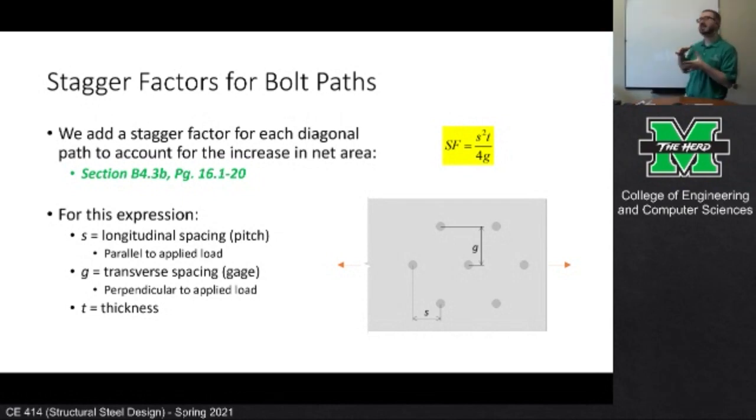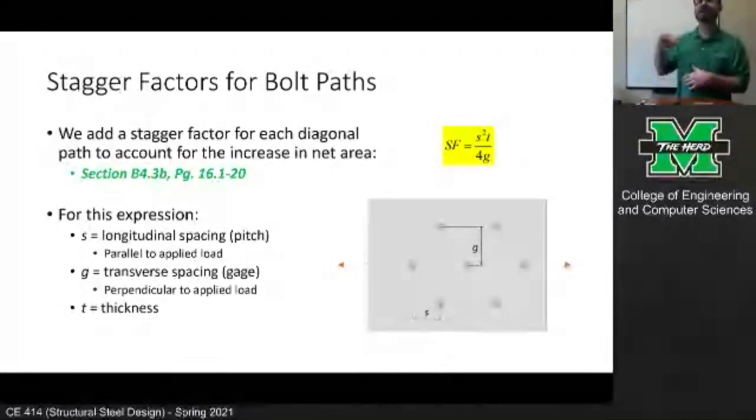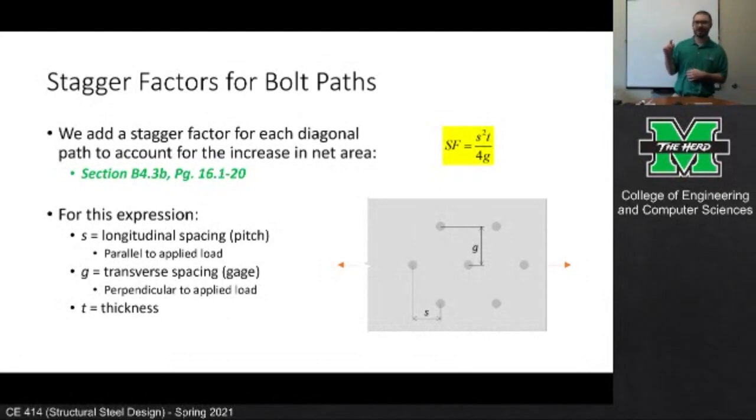Anytime that we have a diagonal path between two bolts in our net area, we add what's called a stagger factor. We add that because if you have a diagonal path, you're increasing the area. So anytime we have a diagonal path, we increase the area by adding the stagger factor. The stagger factor is computed as S squared over 4G times the thickness. So you've got the thickness, and then you've got S and G. S is the longitudinal spacing, and G is the transverse spacing.